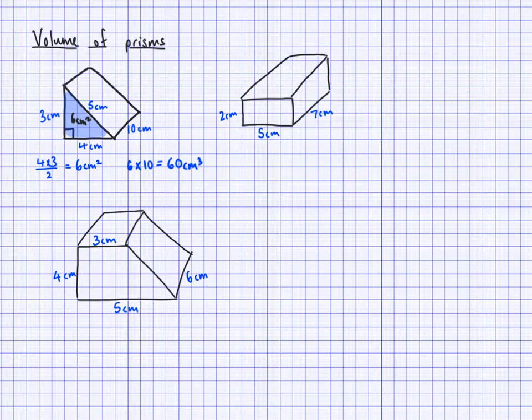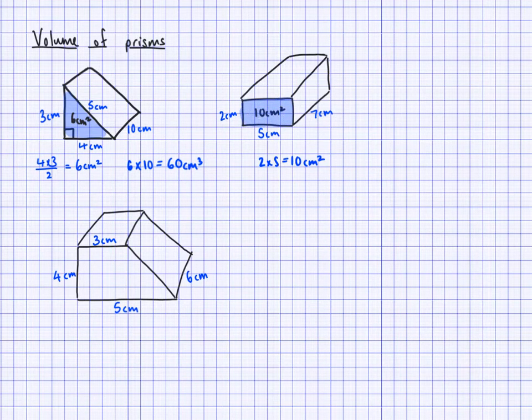Next one, I have a cuboid, so I have a rectangular face here, so 2 times 5. 2 times 5 is 10. That's 10 centimeters squared. Let's write that down here as well. So 10 centimeters squared is the area that I have for this rectangle here.